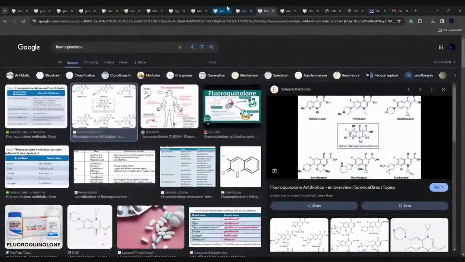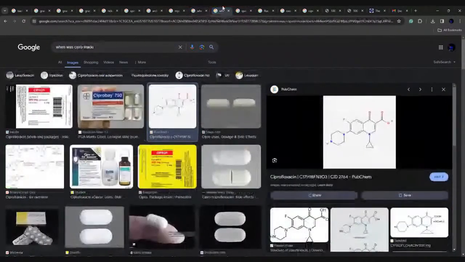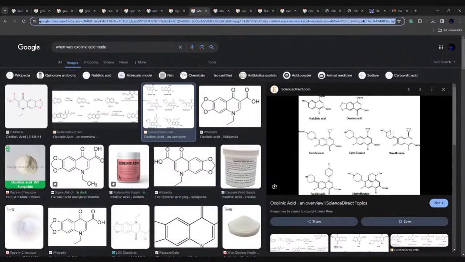So the mechanism through which this happens is, let's see if I have a diagram of it. Maybe I don't. I'll just look it up.